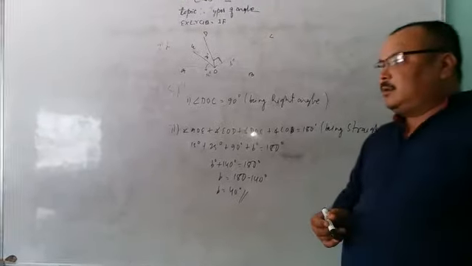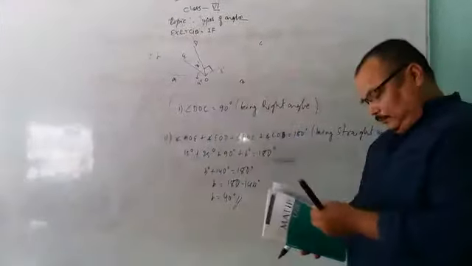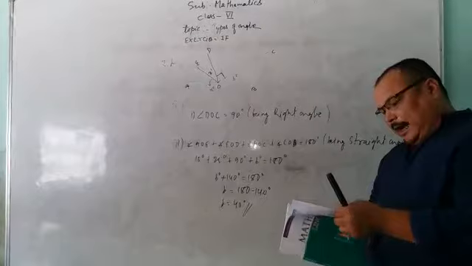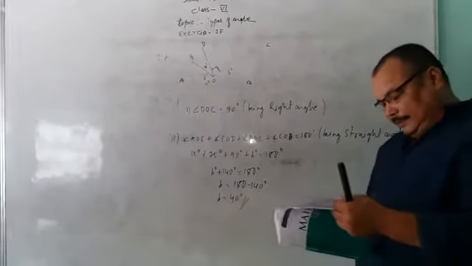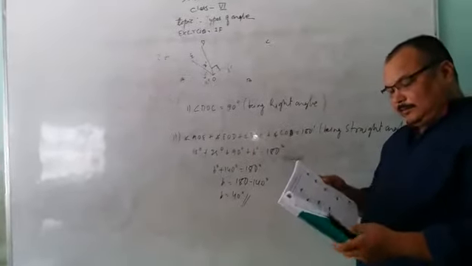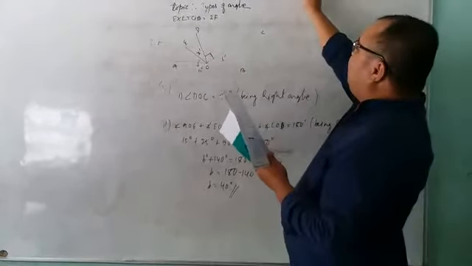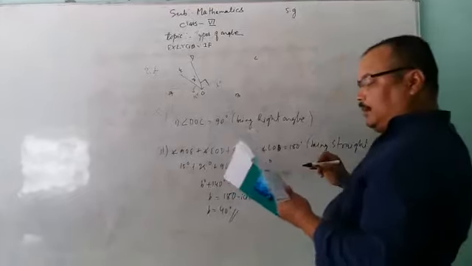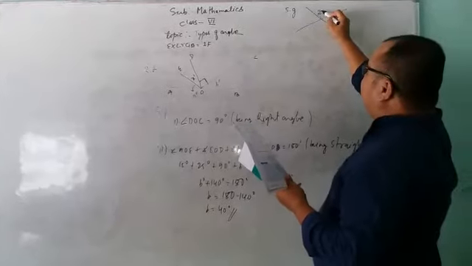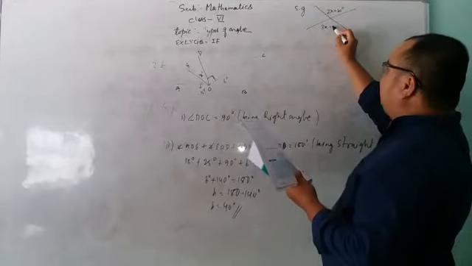Okay. One more question. I have a comment, so sorry, it is difficult. That is question number 5G. The figure is like this: 2x plus 30 degrees, and here 3x minus 20 degrees.